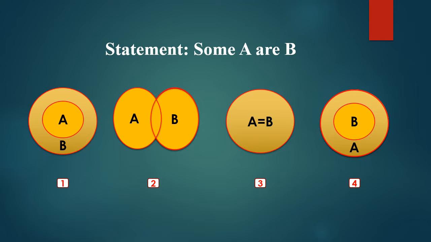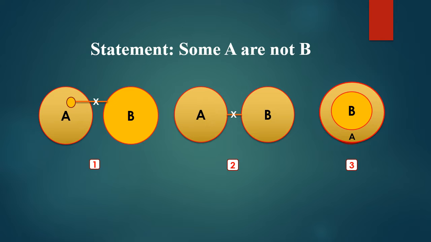Some A are B, the third statement. So some A are B we can represent in 4 variations. The first one, all A can be inside B. The second one, there is an intersection between A and B. The third one, A is overlapping on B. And the fourth one, whole B is inside the A circle.